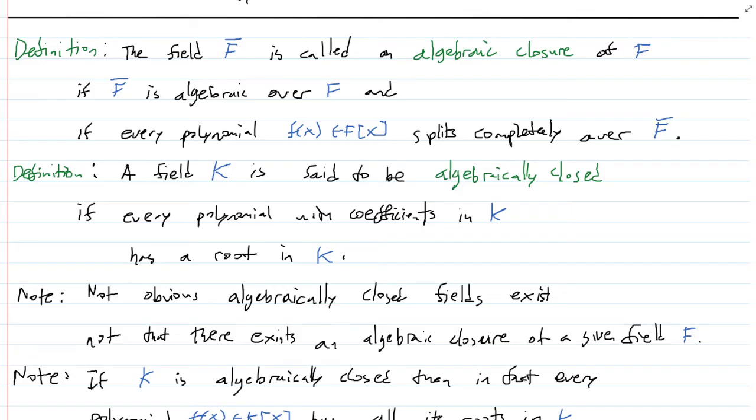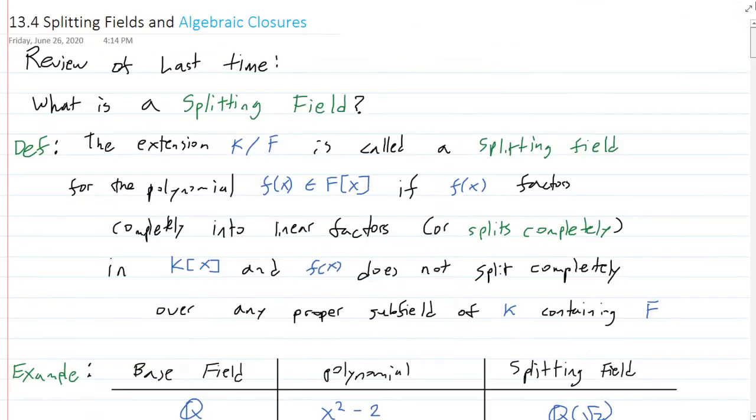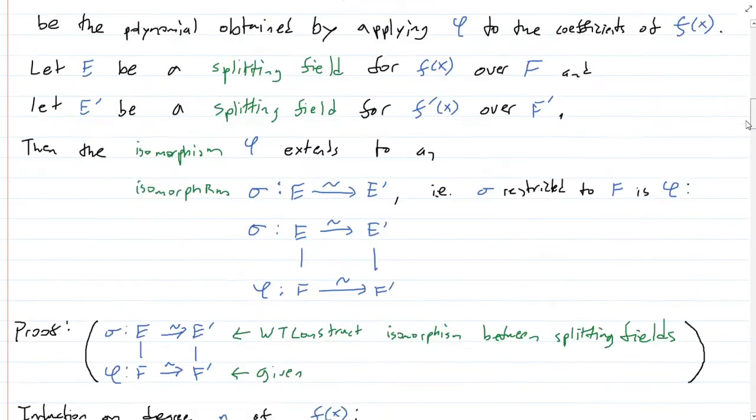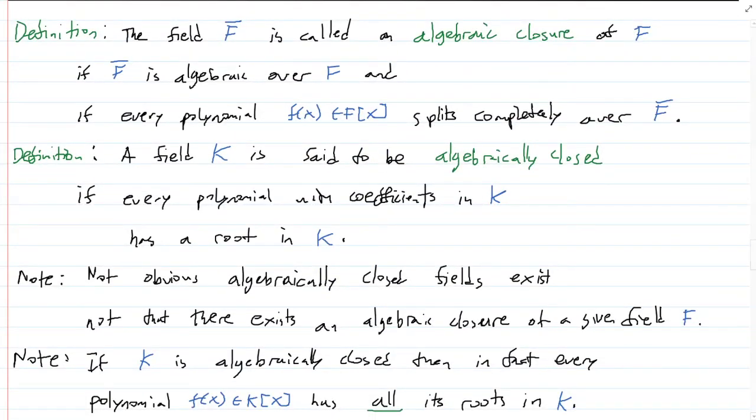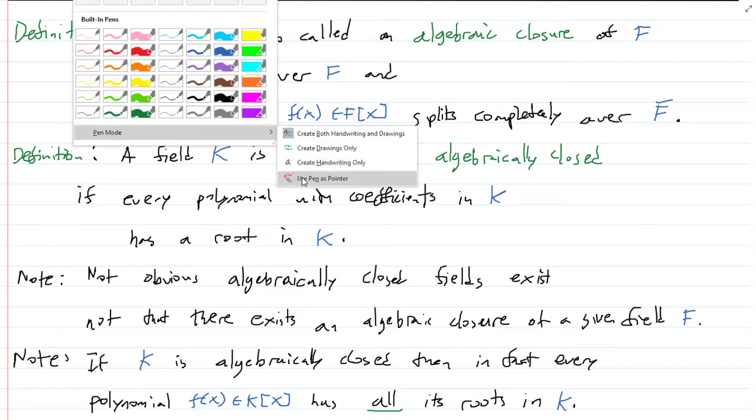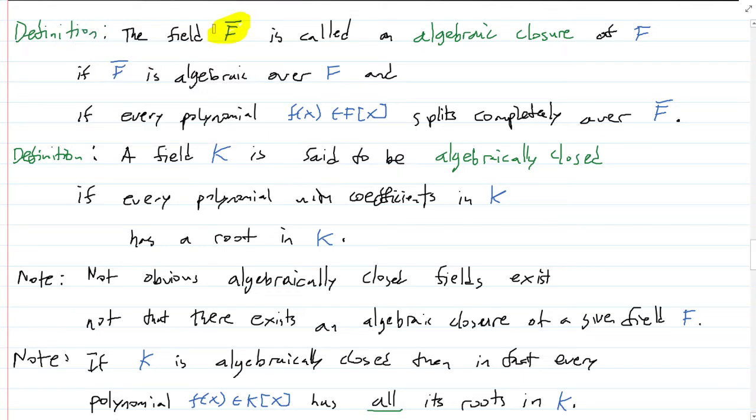Now let's start talking about algebraic closures. This is the main point of today. So a definition: the field F bar is called an algebraic closure of F if F bar is algebraic over F and every polynomial f(x) with coefficients in F splits completely over F bar.